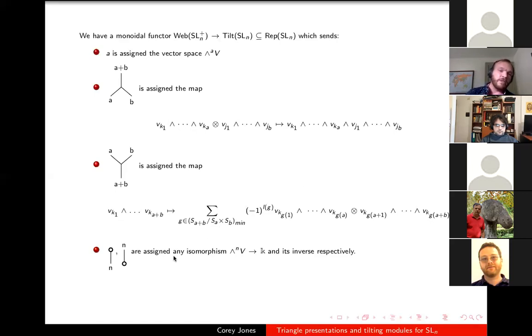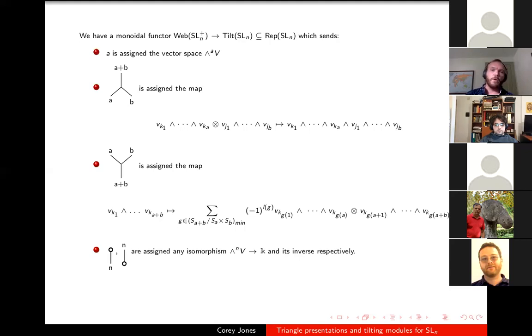And then under this functor, you assign the lollipops. You just pick some isomorphism from the nth wedge power of V to K, and the other lollipop gets assigned its inverse. You may notice that there's a multiplicative scalar's worth of choices here. There's not a unique isomorphism from here to here, there's just a scalar's worth. But it actually turns out that any choice you make will be monoidally naturally isomorphic. So this monoidal functor is determined up to monoidal natural isomorphism modulo these choices.